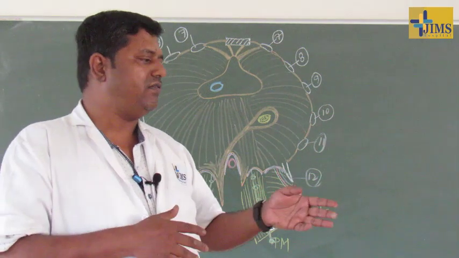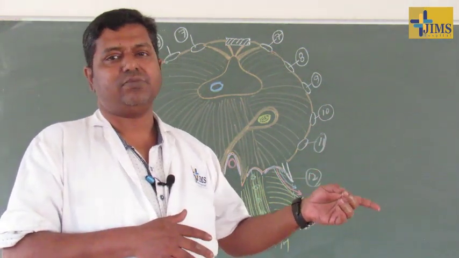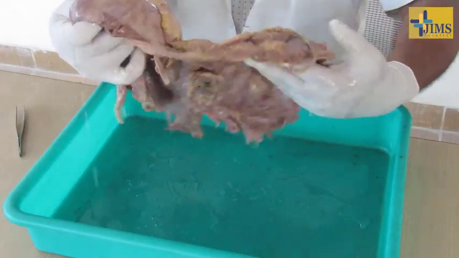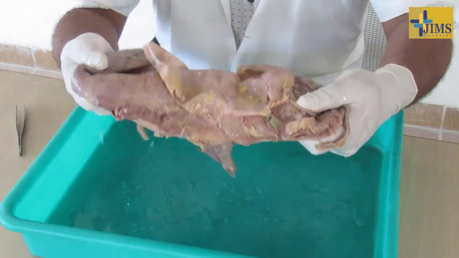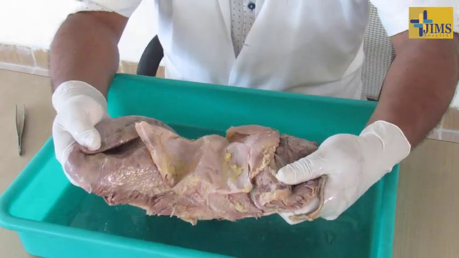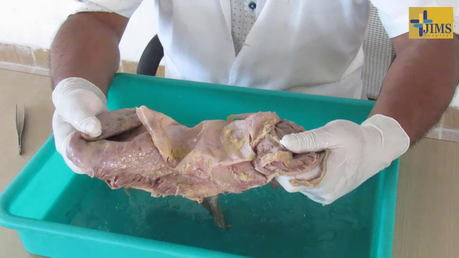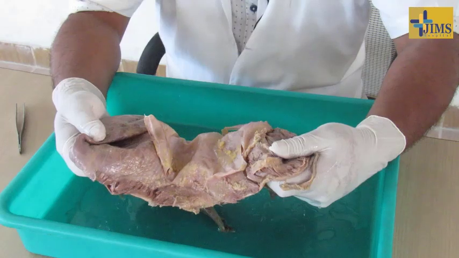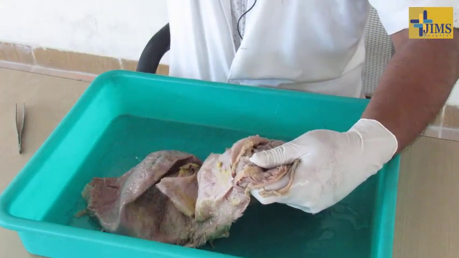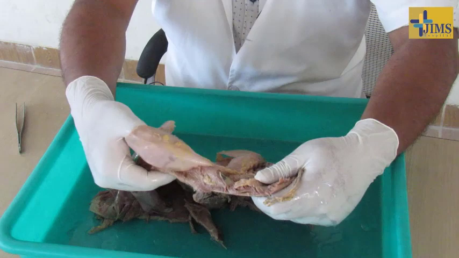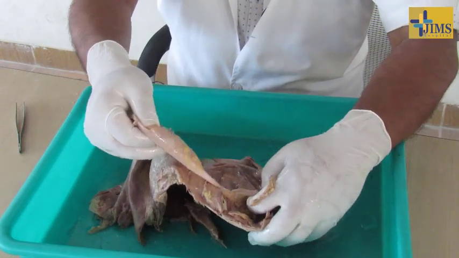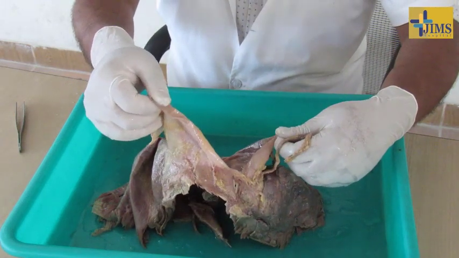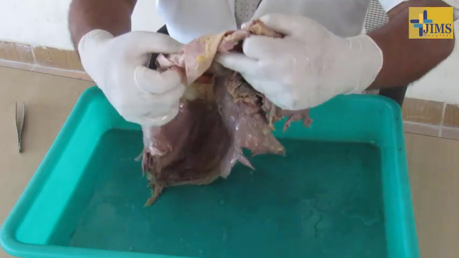The next part I will just demonstrate the specimen of the diaphragm. Now here you can see this is the specimen of the diaphragm. How will you find out which one is the superior aspect and which is the inferior aspect? The superior aspect will contain the attachment of the fibrous pericardium. You can see this is the fibrous pericardium. So this is the superior aspect of the specimen.